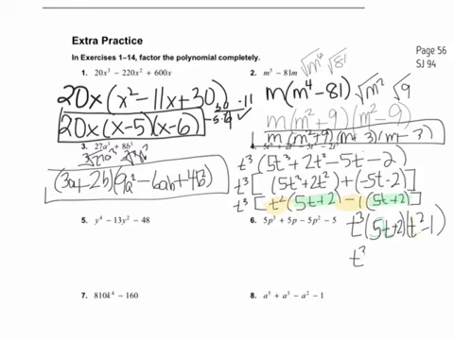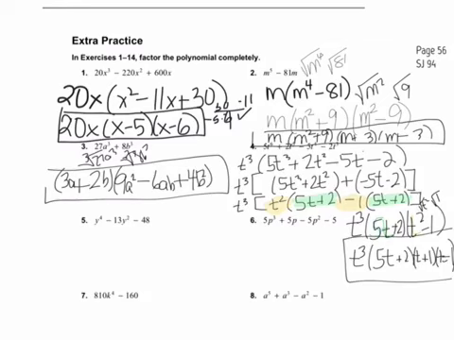Bring down my t cubed. Bring down my 5t plus 2. Put 2 empty binomials, one with an addition sign, one with a subtraction sign. Take the square root of t squared. That will be t. Take the square root of 1. That will be 1. And there is my answer.